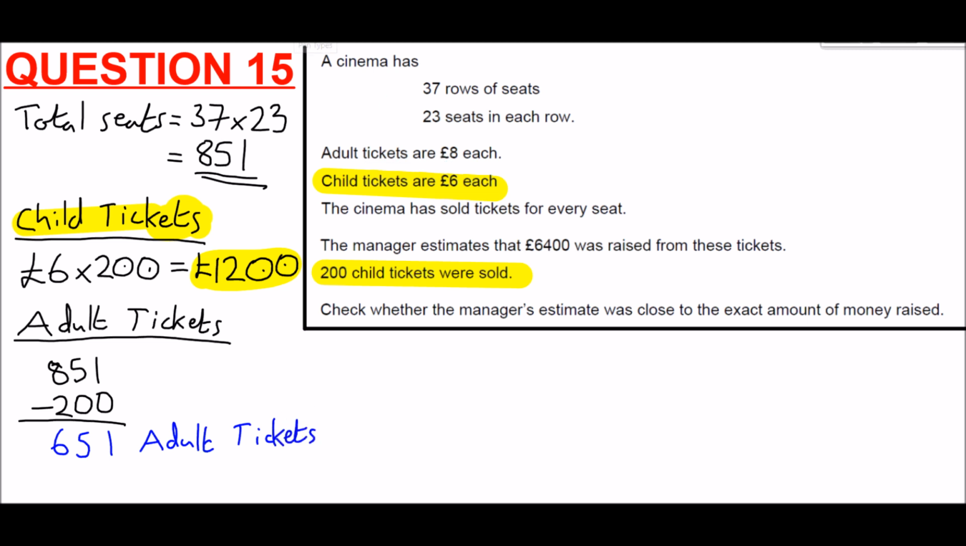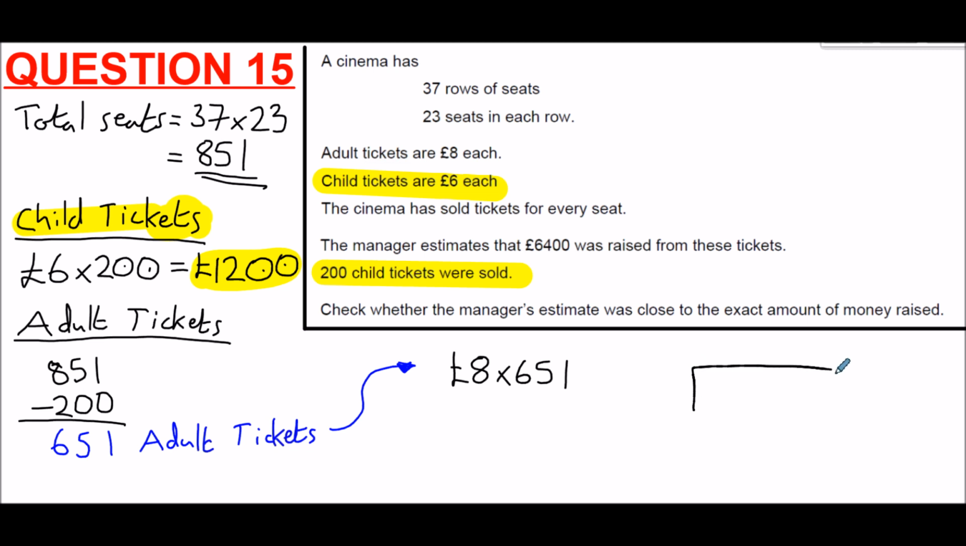And each one of those adult tickets is £8. So the total amount raised by selling off the adult tickets will be £8 multiplied by 651. Now I could do the same as before and show you multiple different ways of multiplying these numbers together, but what I'm going to do, I'm just going to show one way just for speed. So what I'm going to do for this one, could flip a coin I suppose. I'm going to do the lattice way, why not?